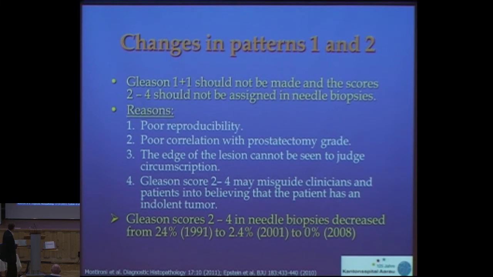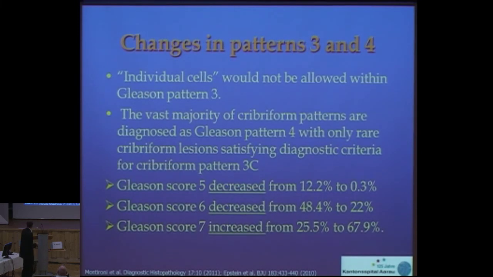So what happened in 1991? We had, as I said, 24% Gleason scores 2 to 4. In 2001, already 2.4%. In 2008, 0%. Nobody really does that anymore. So in pattern 3, what happened now?